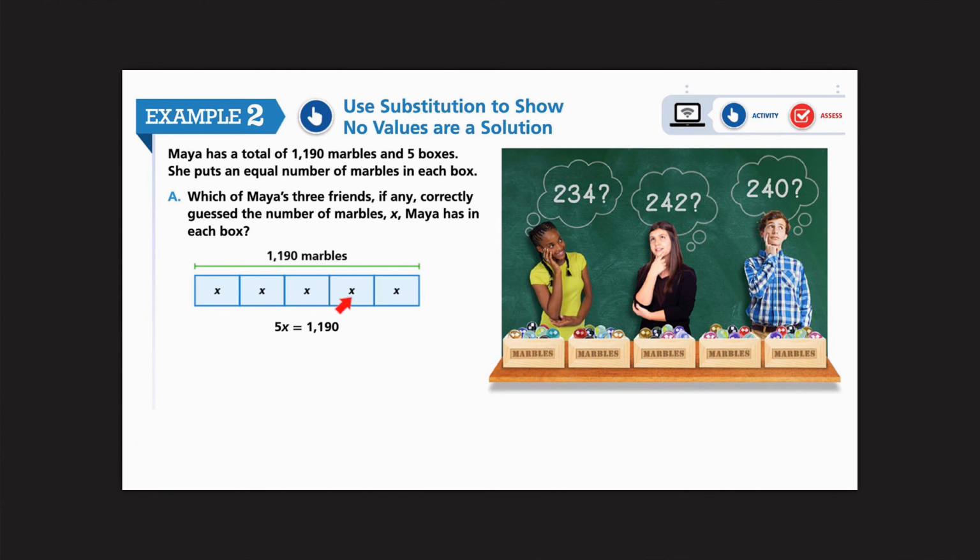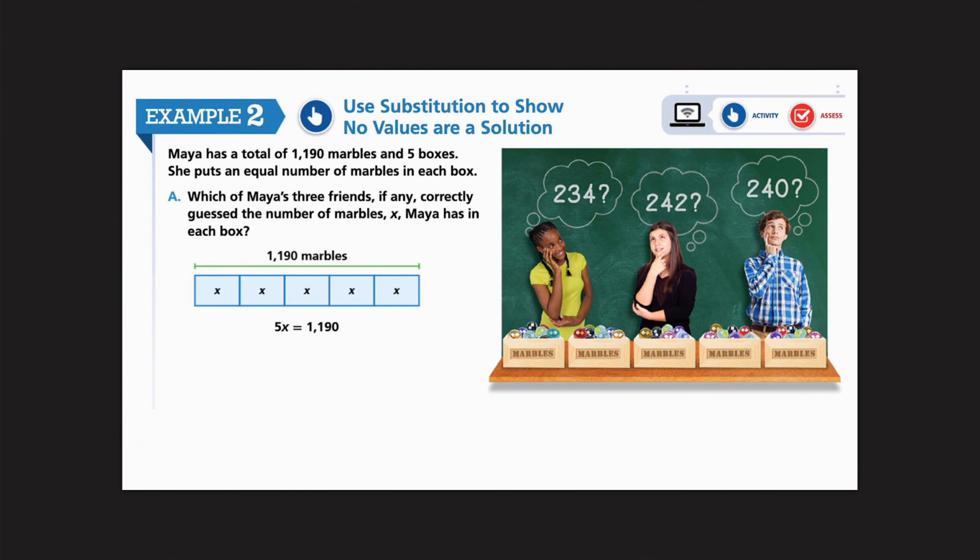But as you can see, we don't know how many marbles that is. So we have an x in there to hold its place until we can figure out what that value is. Which of Maya's 3 friends guess the number of marbles x that they have in each box? So we need to find out, is 234 the solution, 242, or 240? You can see here, if I multiply this number 5 times, I'll end up with the amount of marbles. So what we're going to do is substitute where there's an x value. We're going to put in these guesses to see which one is true.